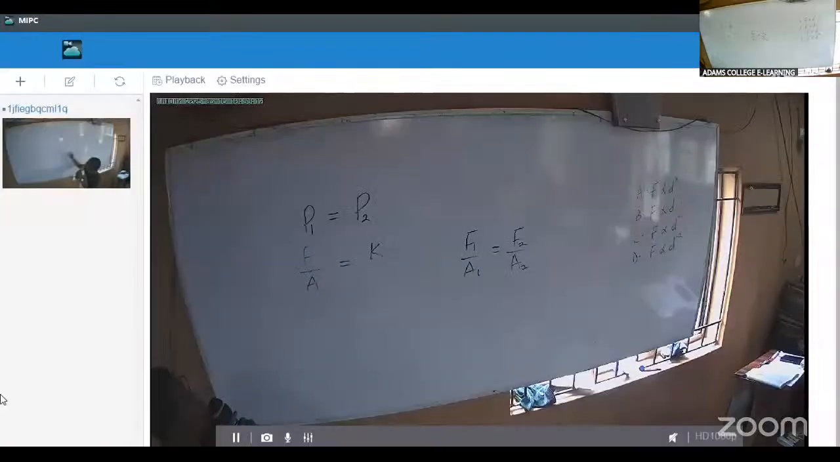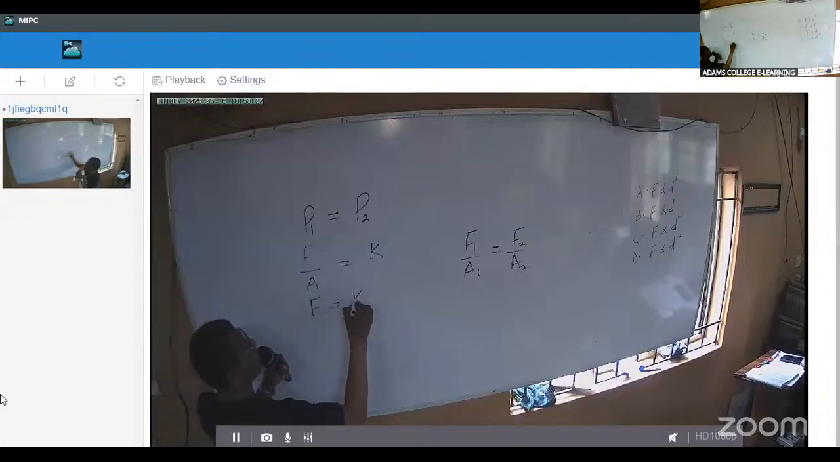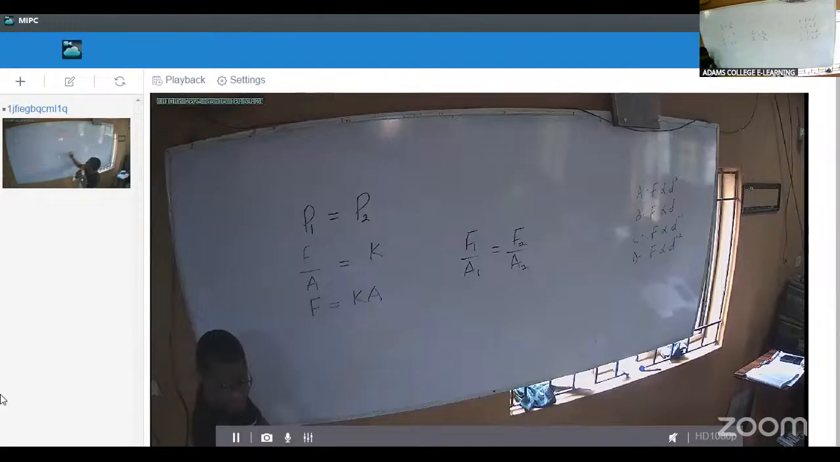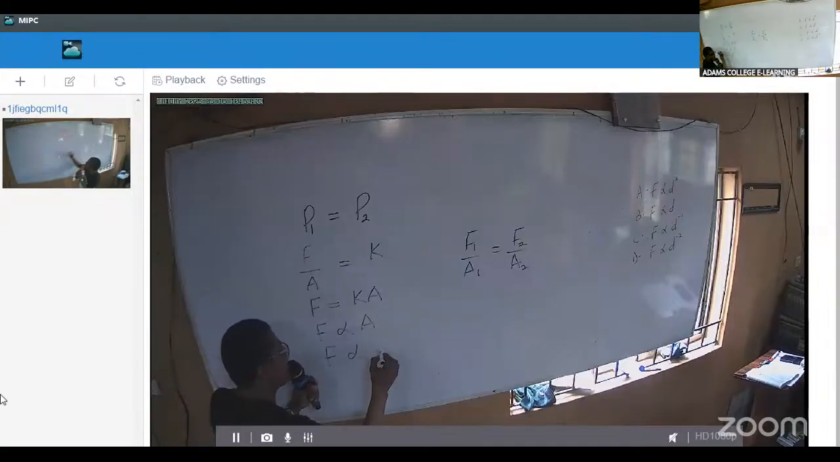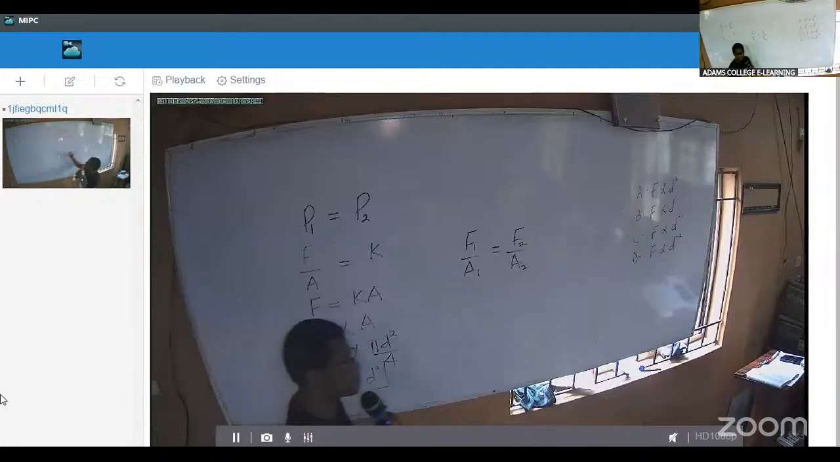Look at this. F over A is K. What does that mean? Look at the board though. It means F equals KA. It means F is proportional to area. That's the meaning. And the measured diameter: area is pi r squared or pi d squared over 4. So the answer is A. Can you see? Sixth question, no?